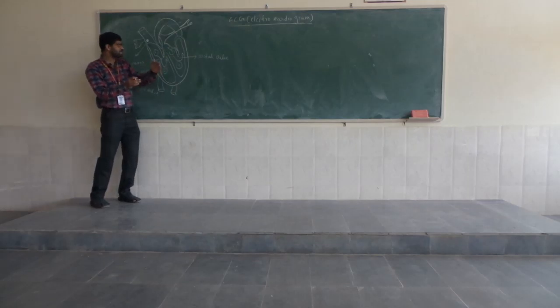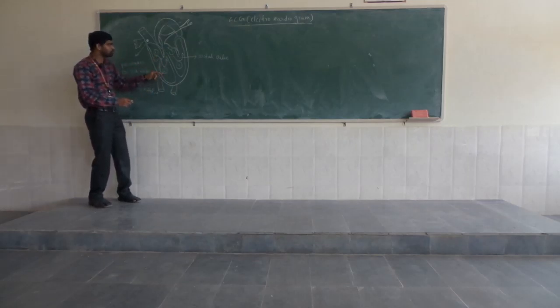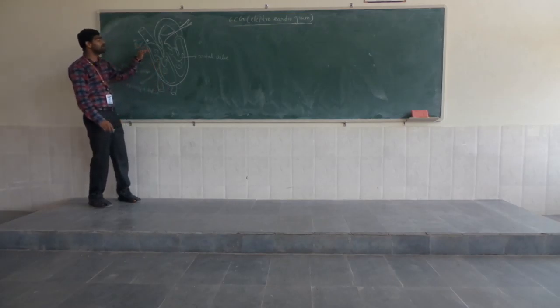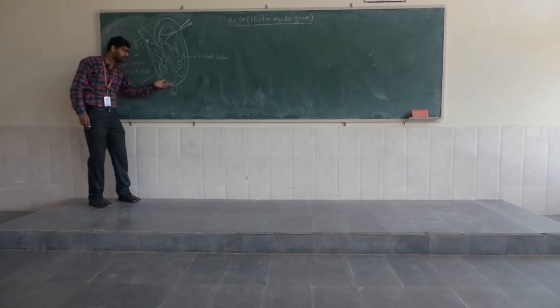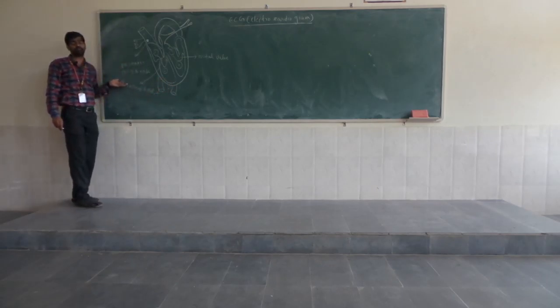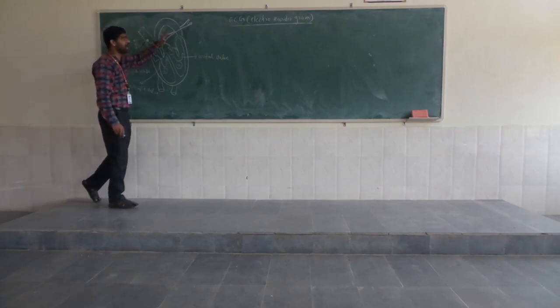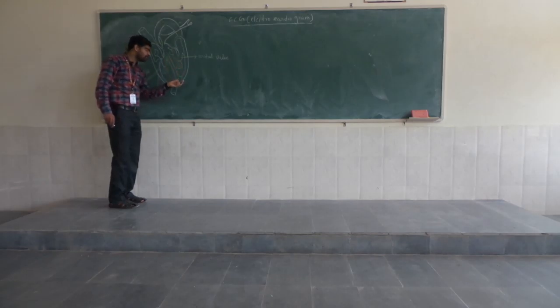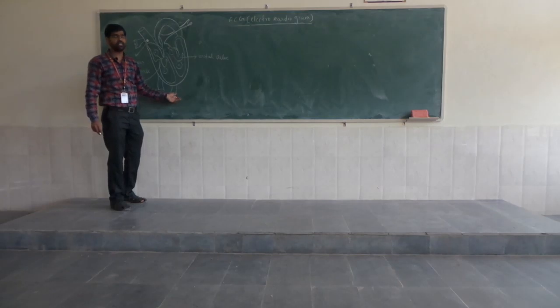On this side, the right atrium and right ventricle will receive the impure blood. From there the blood will be pushed to the lung system. There the blood will be deoxygenated and oxygenated. Again the pure blood goes to the left atrium and left ventricle. Then from the aorta, it is pushed toward the body. This is the simple anatomy of the heart system.